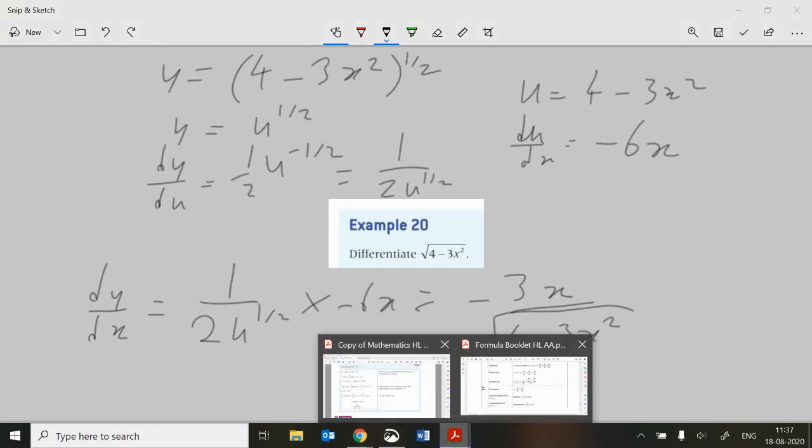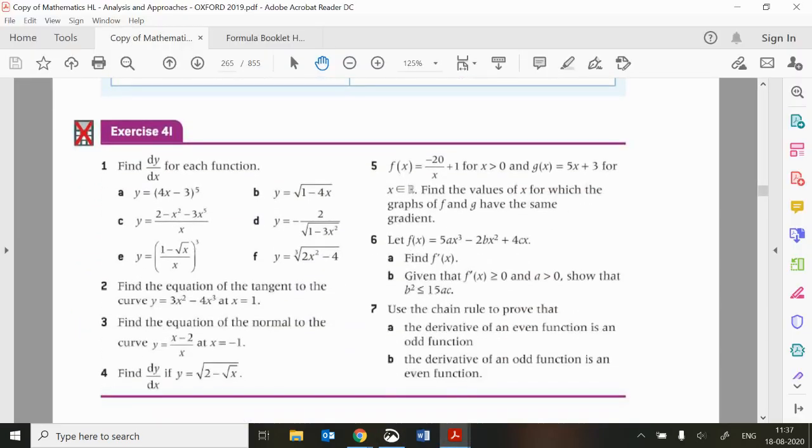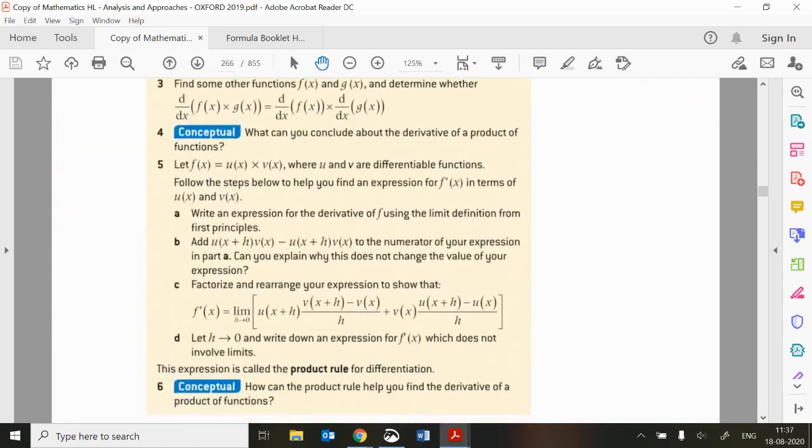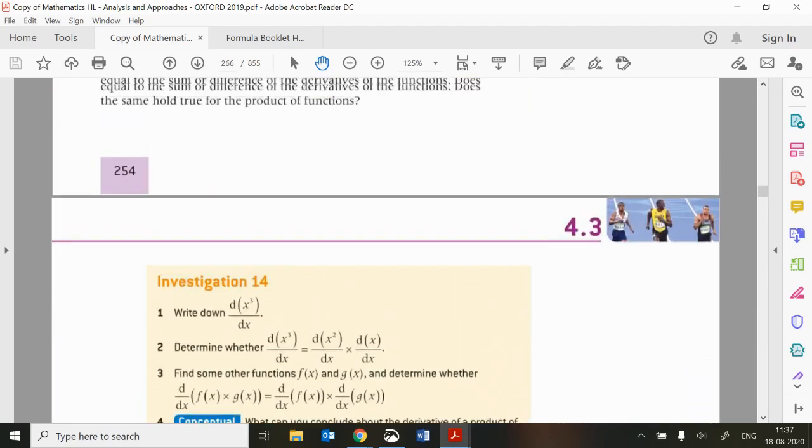Okay then, guys. Well, there you go. That's that. There's 4i coming up. There's 7 questions there. And next time, we're moving on to, I would expect, the product rule and the quotient rule. Yeah, we've got the product rule coming up next as well.